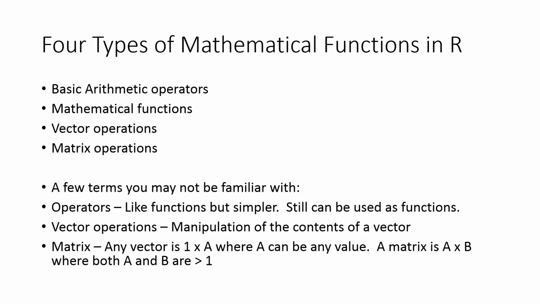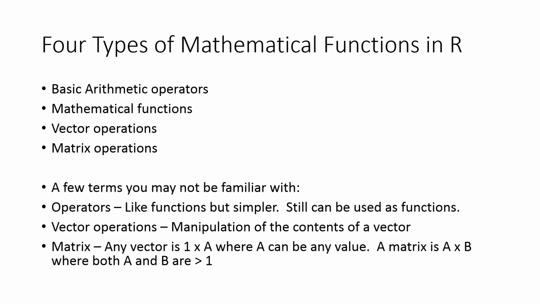There are four types of mathematical functions in R. The first one is basic arithmetic operators, and those are things like plus and minus and divide and times and stuff like that. Then beyond that, there are some more complex mathematical functions, things like absolute value and square root. We'll take a look at some of those. There are also vector operations. Once you've set up a vector, maybe it's a 1 by 100 vector, and you want to access position number 53 and change it or move it or do something to it, vector operations allow you to isolate a specific position in a vector and change it or modify it or do whatever you want with it.